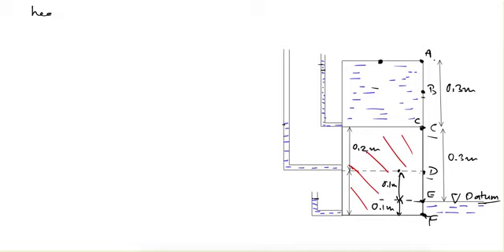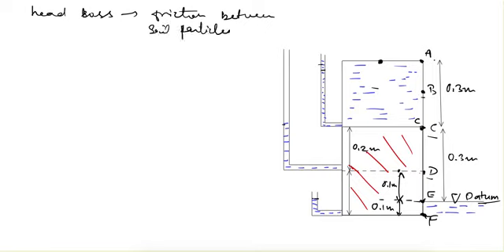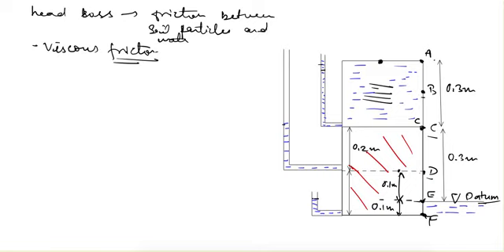The head loss in soil, when flow takes place through the soil, is due to friction between soil particles and water. That is also known as viscous friction. So there will not be any head loss when it's just water, and all the head will be lost during the flow through the soil sample.